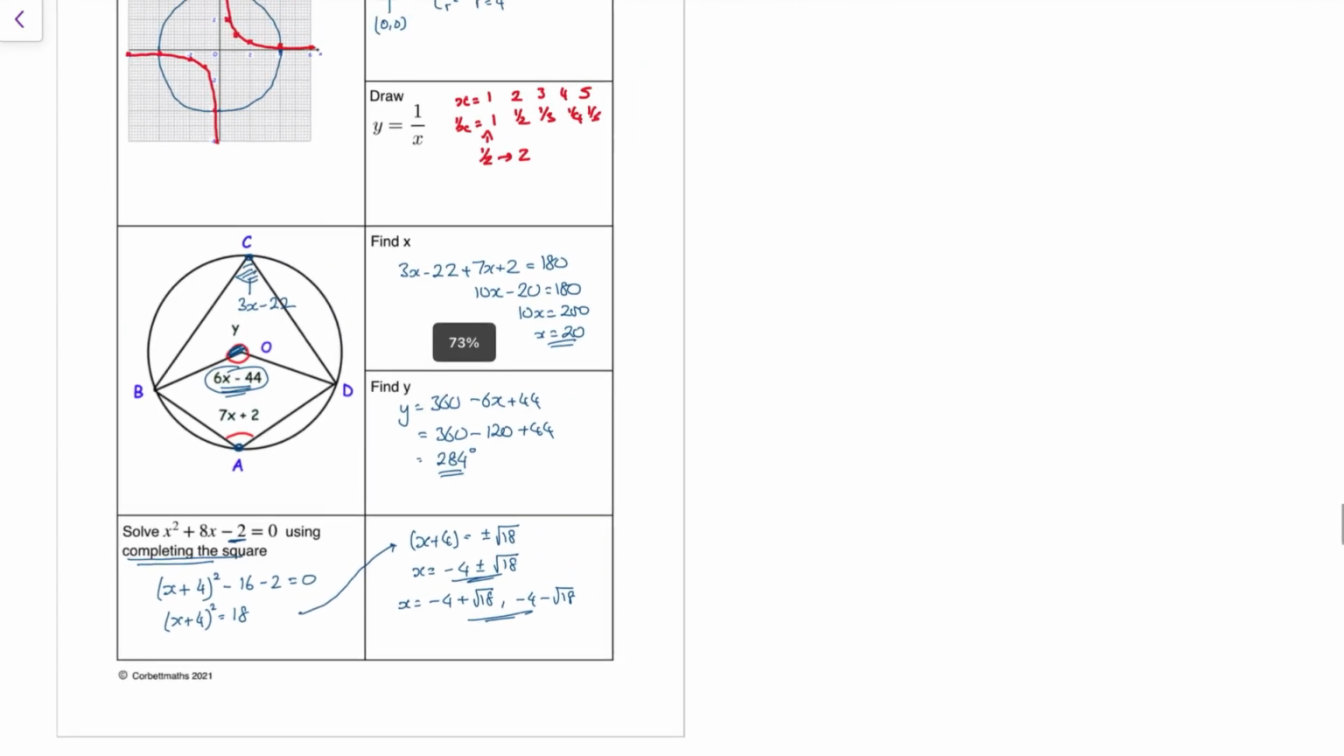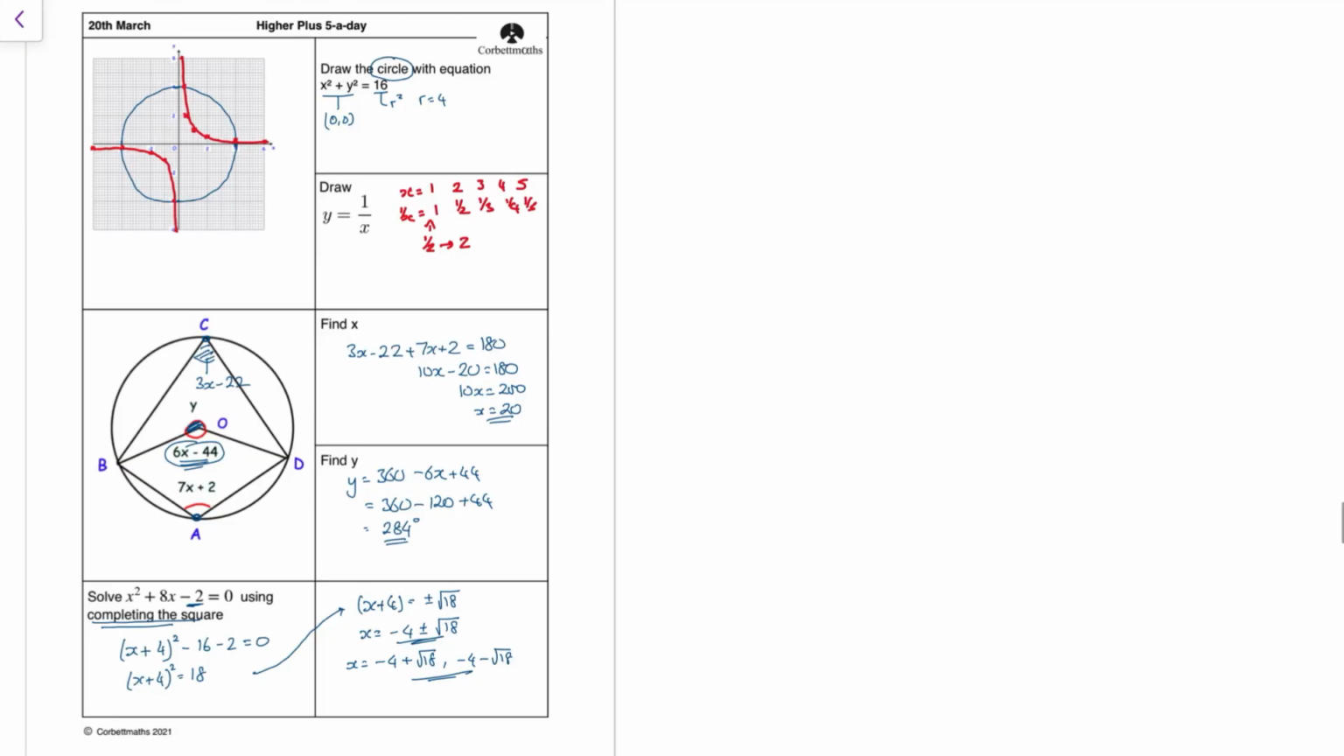That was a fairly quick day, wasn't it? So the graphing took us a bit of time, a bit of messing around with the circle theorems in the middle, but actually a good sort of mix of questions today.